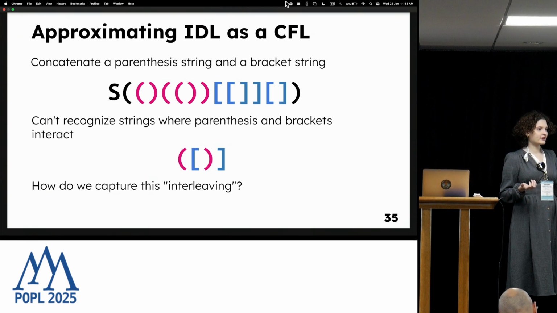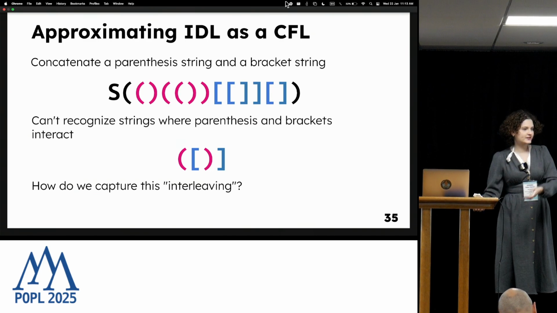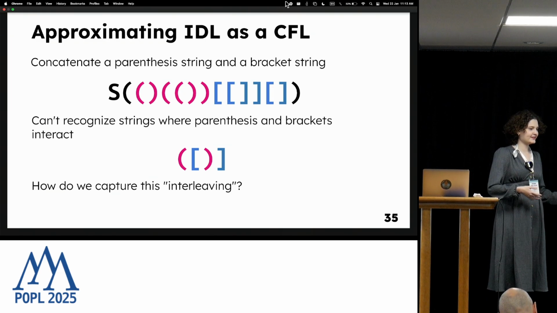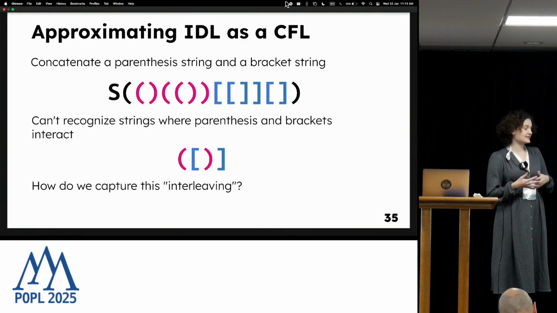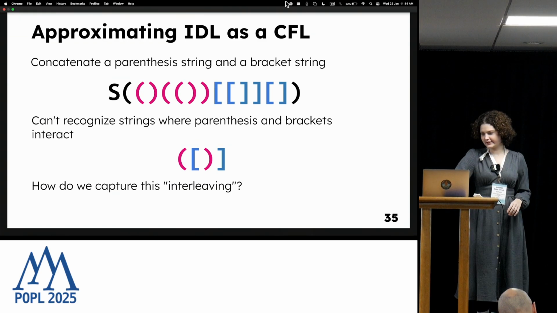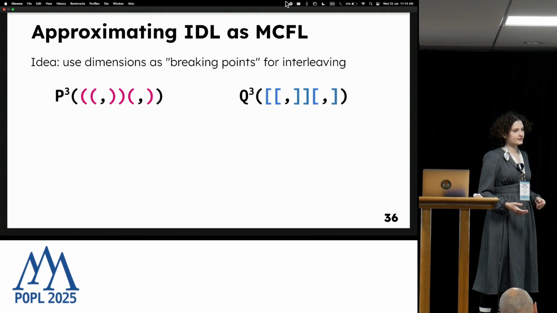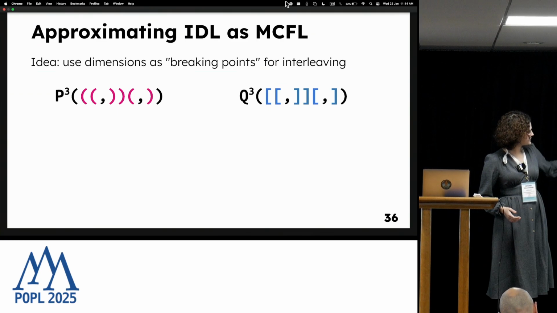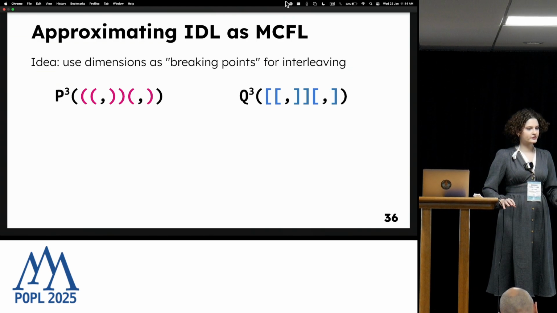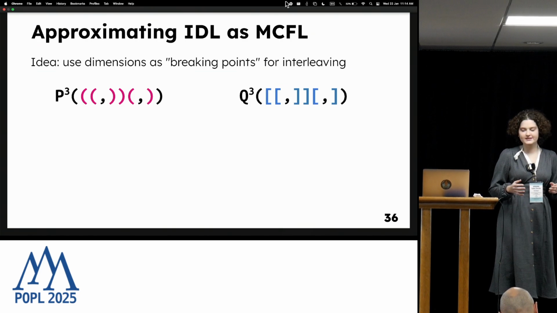This is a valid under-approximation because every string that is recognized by our CFL is in the interleaved Dyck language. But of course, there are strings in the interleaved Dyck language that we don't recognize, which is essentially everything that has this interleaving. So how do we even capture that? The idea here is that we're going to use the dimensions as breaking points for our interleaving. So for example, this predicate P3 will recognize all strings of parentheses broken into 3 parts. And it's not hard to define rules such that this is the case.